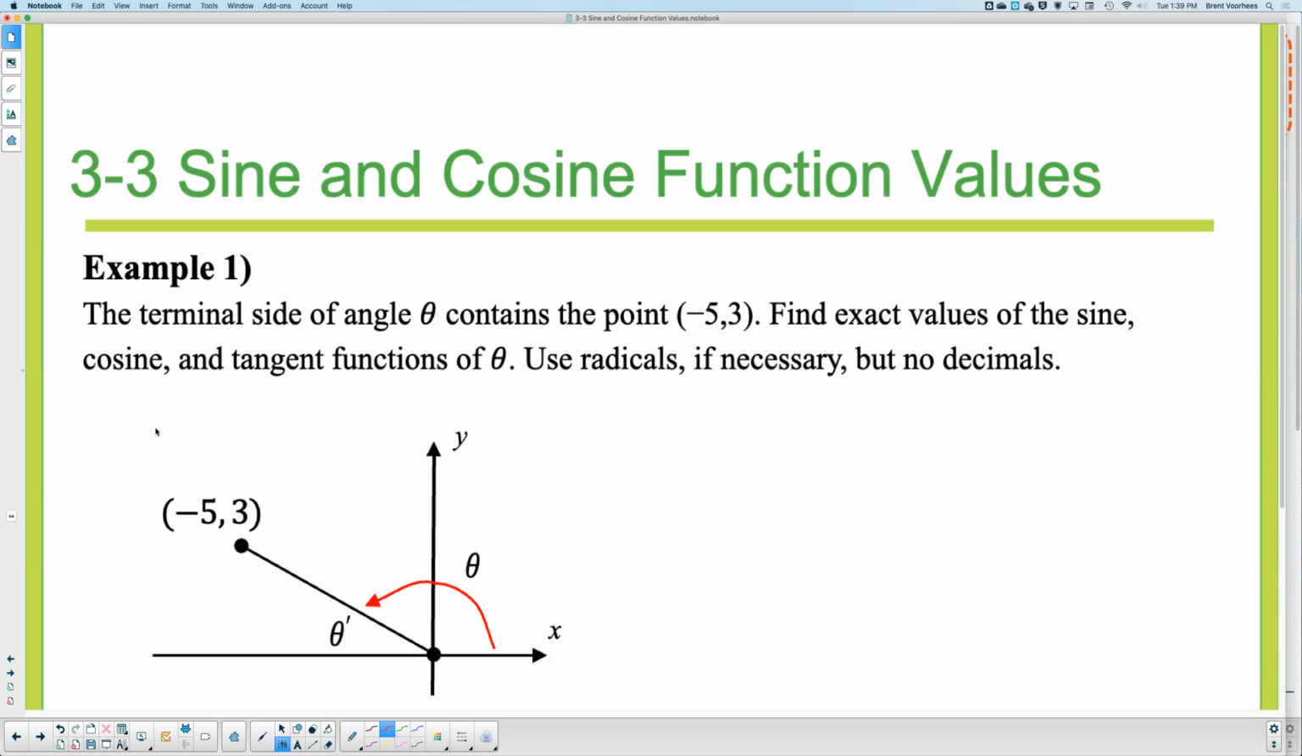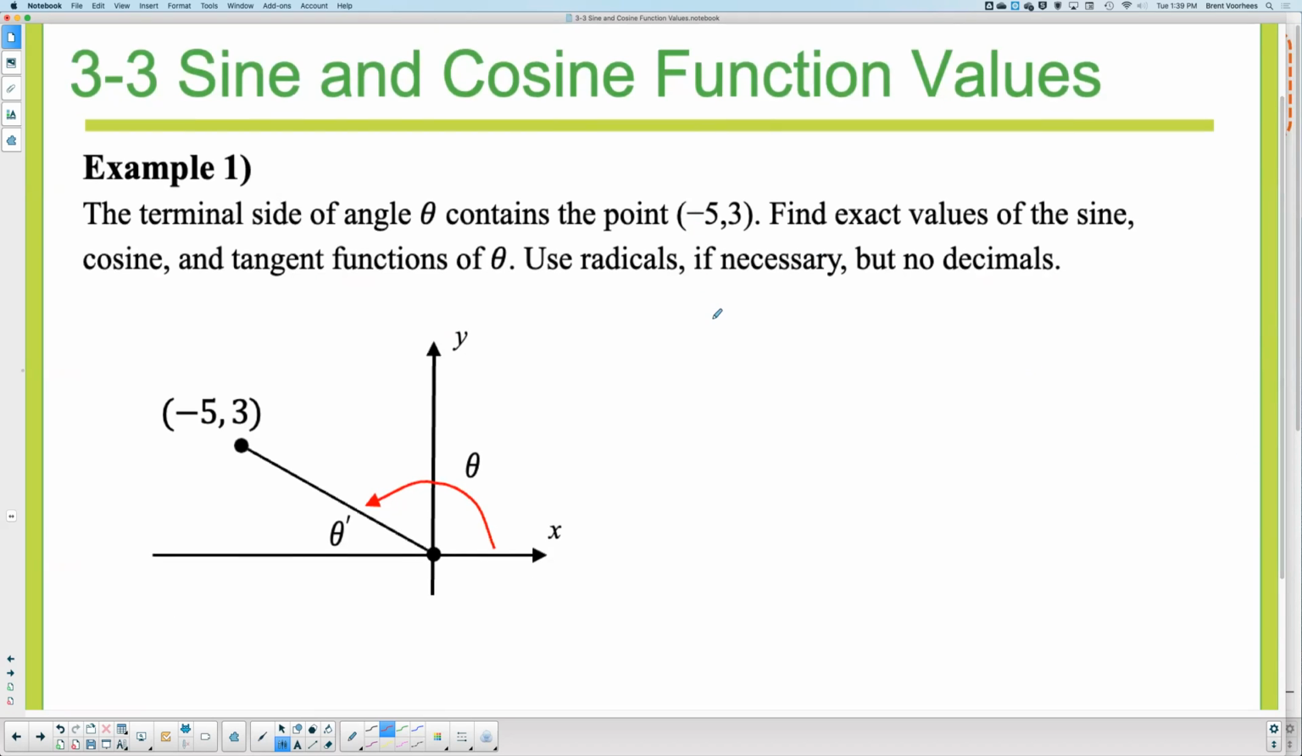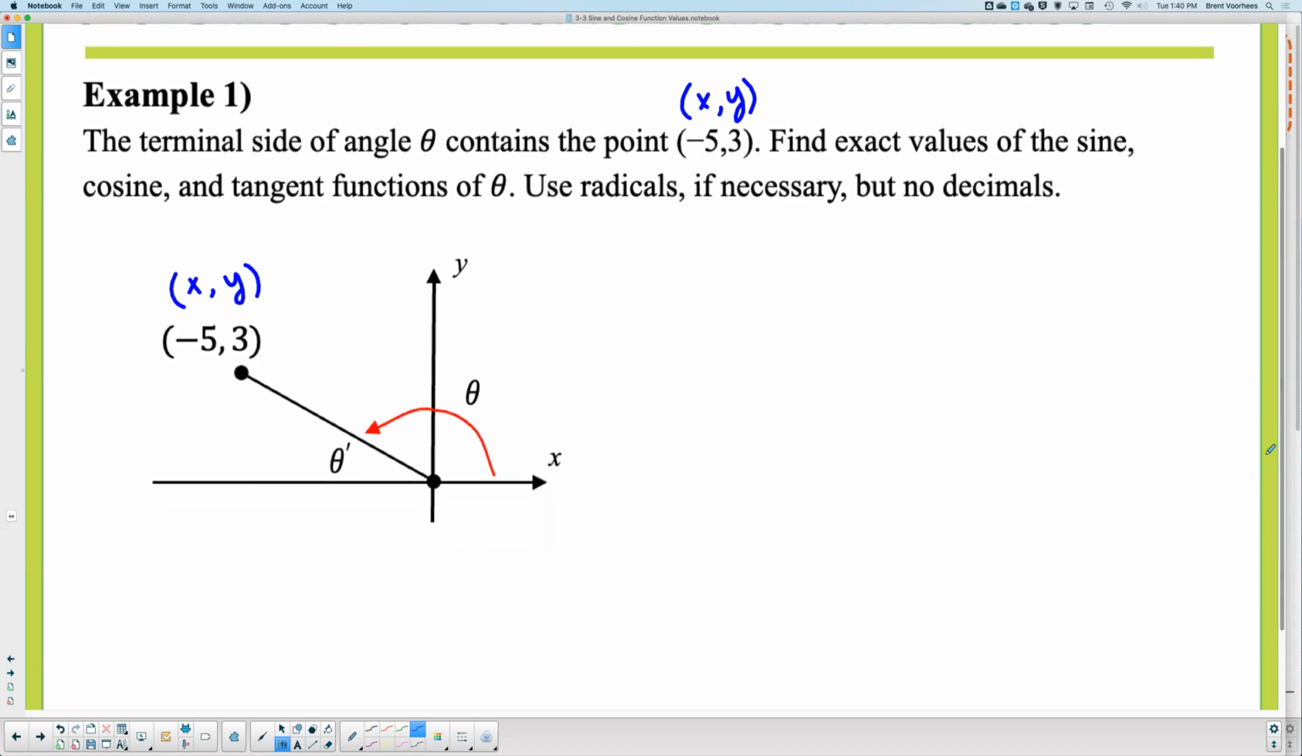It says here, the terminal side of an angle theta contains the point (-5, 3). I'm going to pause here. (-5, 3), that's telling you some mathematical values here. Specifically, -5 represents what variable? The x, Kevin. This is the x value. What does the 3 represent? Y. Okay, so if you look at this graph here, notice that they have -5, 3 as an x and y value. It says find the exact values of sine, cosine, and tangent functions.